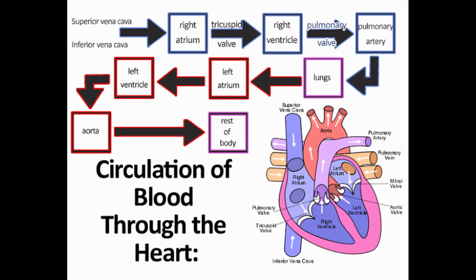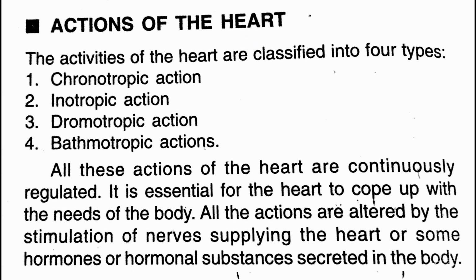It is very important. Now we discuss the action of the heart. So the activities of the heart are classified into 4 types: chronotropic action, inotropic action, dromotropic action, and the bathmotropic action. So all these actions of the heart are continuously regulated. It is essential for the heart to cope with the need of the body. So it is changed according to the need of the body. All the actions are altered by the stimulation of the nerve supplying the heart or some hormonal substances secreted in the body. So these are regulated by the hormone or stimulation of the nerve.